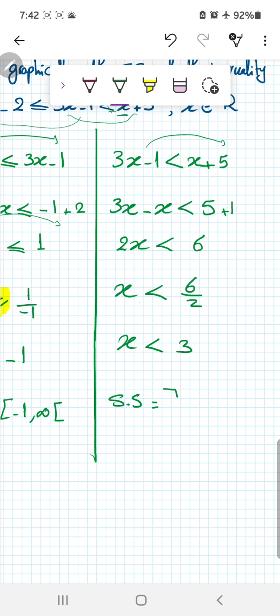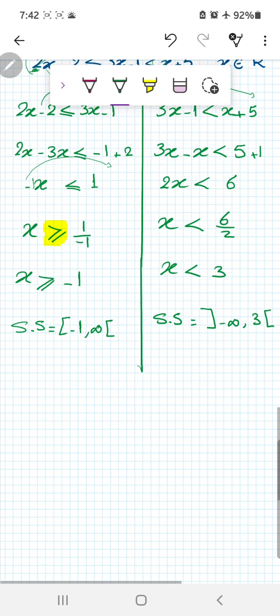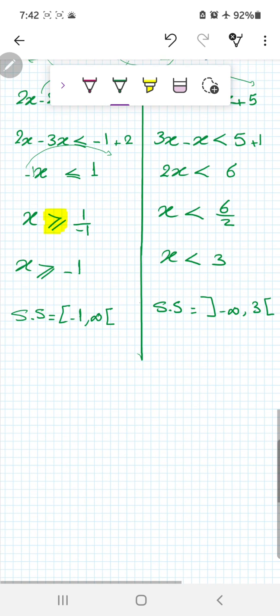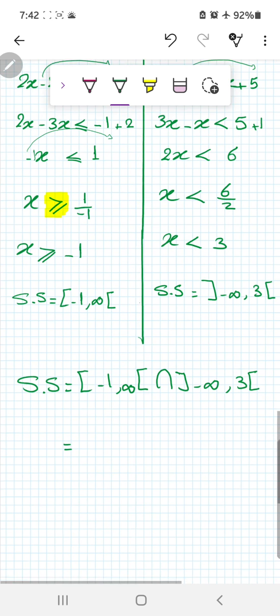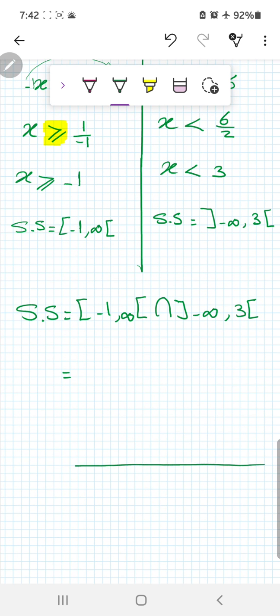So the solution set is all the numbers less than 3. It starts from the smallest, negative infinity, and 3 open because we don't have equal. Here the solution set will be negative 1 to infinity intersection negative infinity to 3. Okay, represent it on the number line.